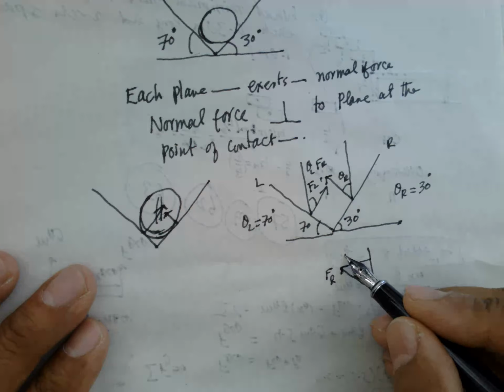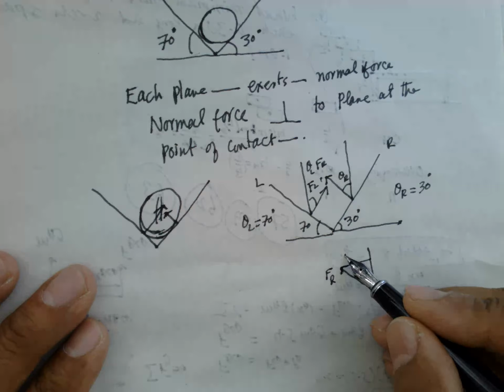Perpendicular, this is the x-axis, and this is the y-axis. This is theta right, and this is theta left. The angles are given: theta R is equal to 30 degrees and theta L is equal to 70 degrees.